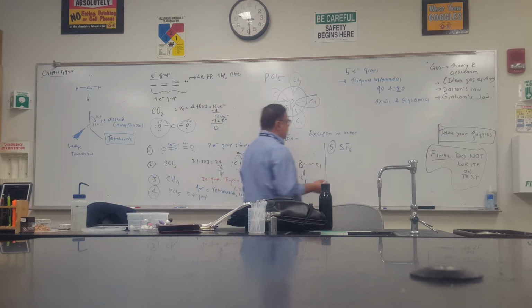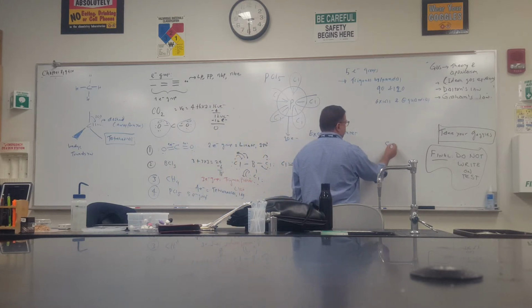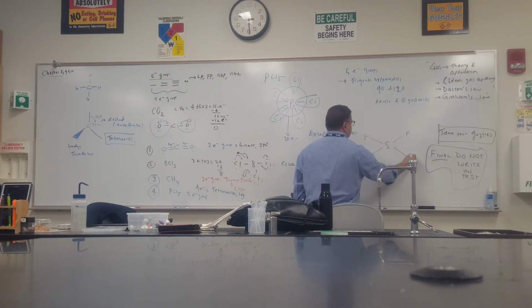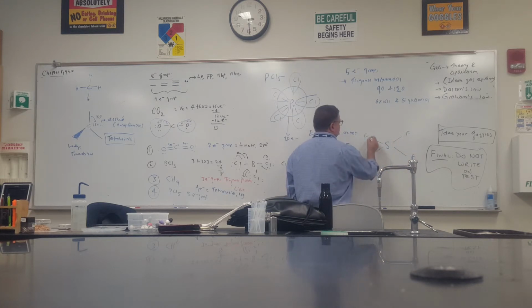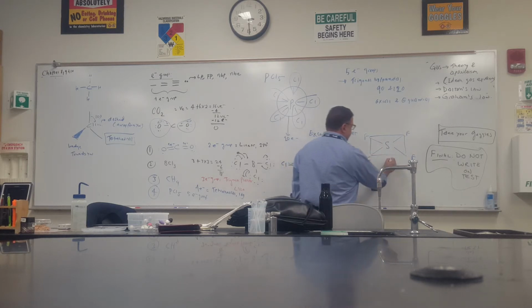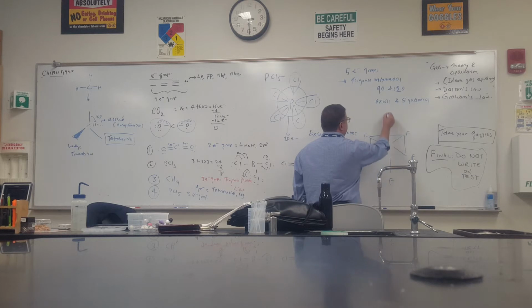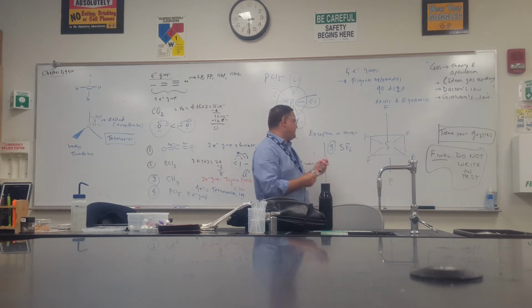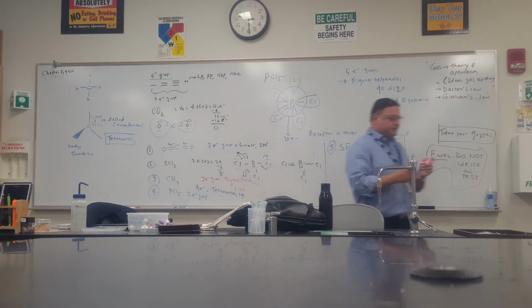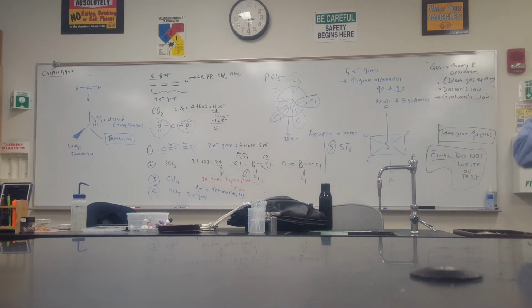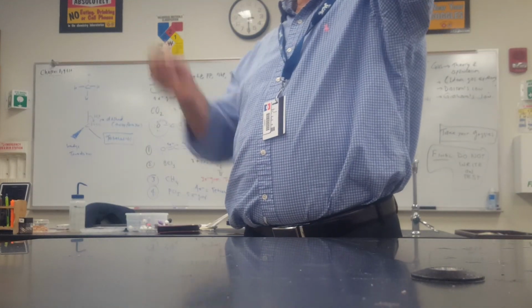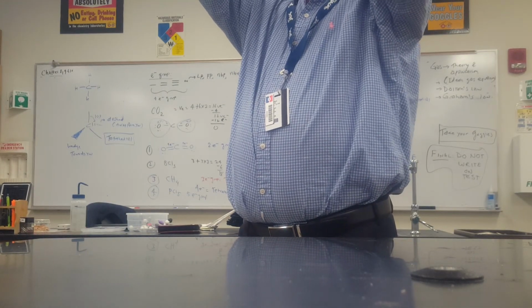So you end up with 4 in the plane, one down, one up. 6 electron groups. The 6 electron groups look like this: 4 here, 1 at the top.